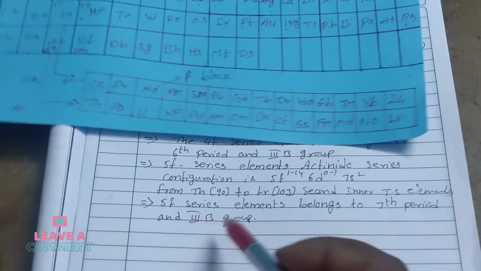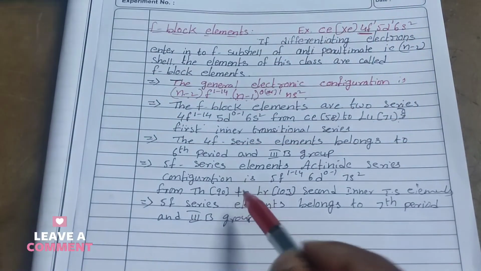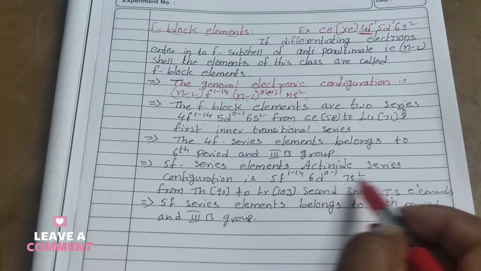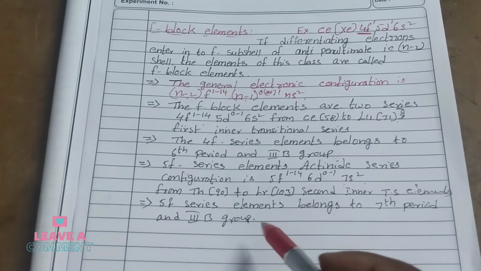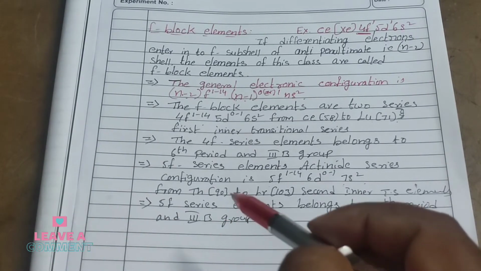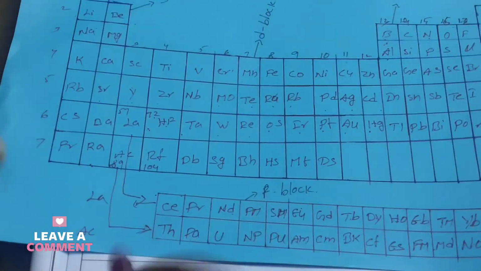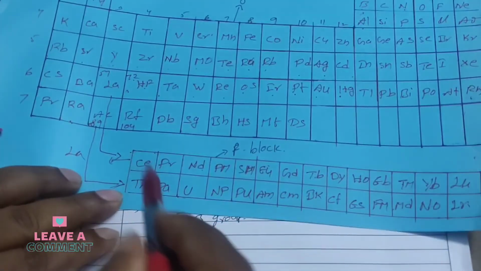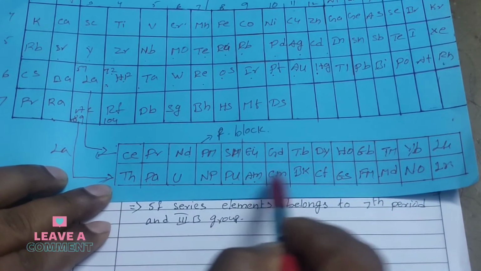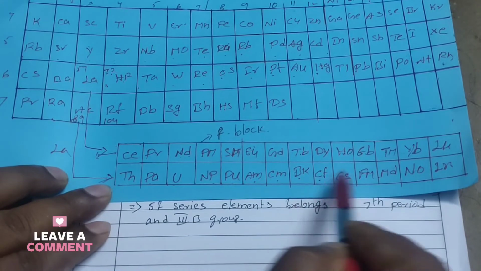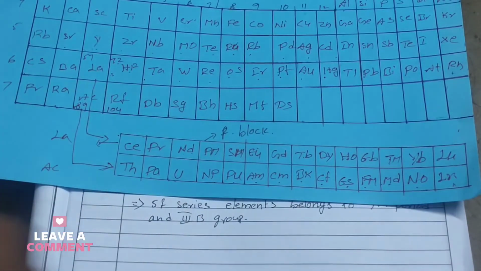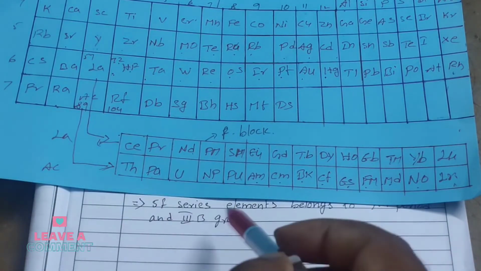These are called the 5f series elements, with the general electronic configuration 5f 1 to 14, 6d 0 or 1 and 7s2. And the 5f series elements belong to the 7th period and 3rd B group. You can see here, starting with thorium, protactinium, uranium, neptunium, plutonium, americium, curium, berkelium, californium, einsteinium, fermium, mendelevium, nobelium, lawrencium. These 14 elements are called the 5f series elements.